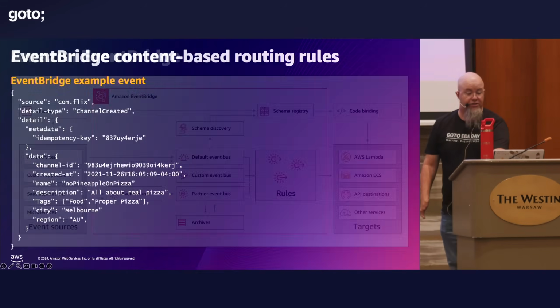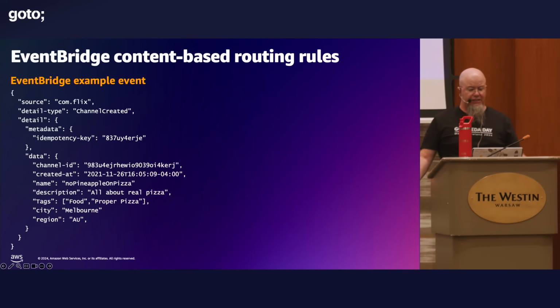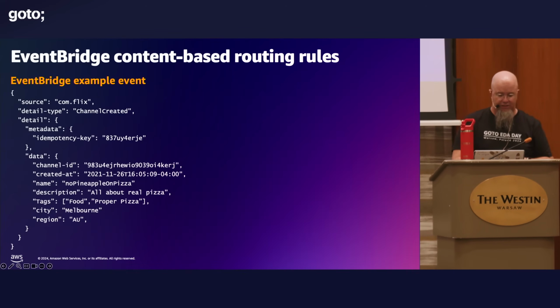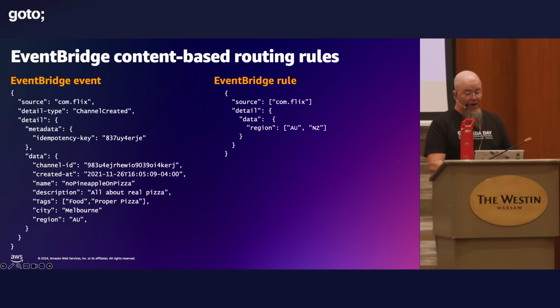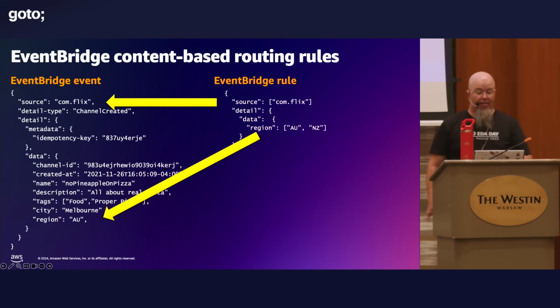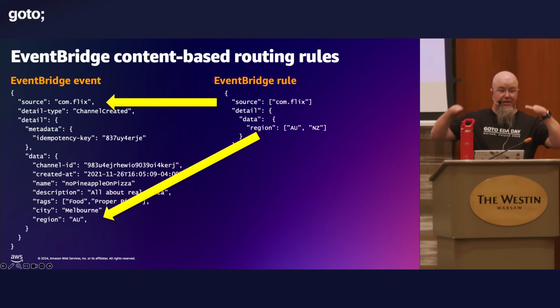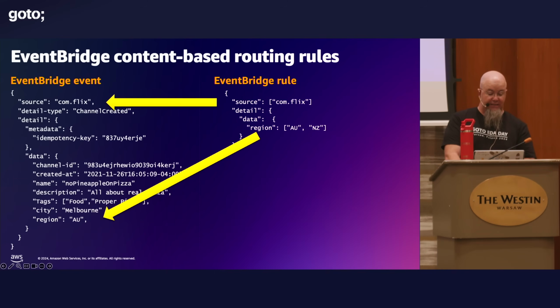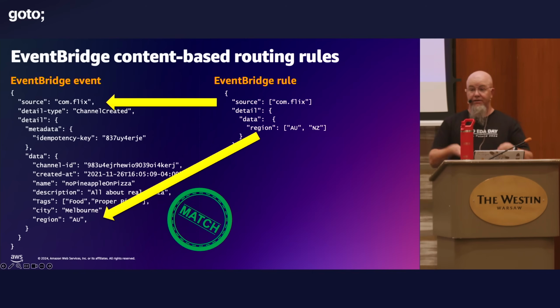All right, so what do the rules look like? Let's say we have this event, right? This event from a video system that we built last year. And we write this rule, okay? Where it matters, we say the source has to be in this array, and we've only got one in the array, com.flicks. So yep, we got a match there. And the region has to be either AU or NZ, and this is AU, so it's a match. Therefore, it'll invoke the target.